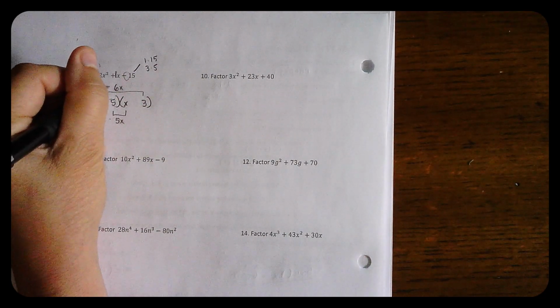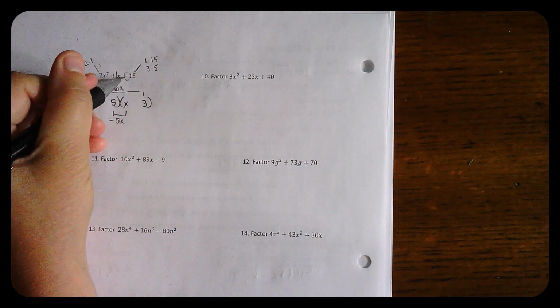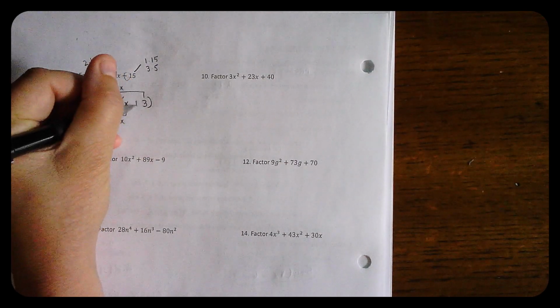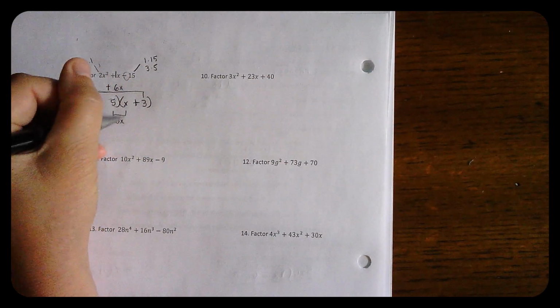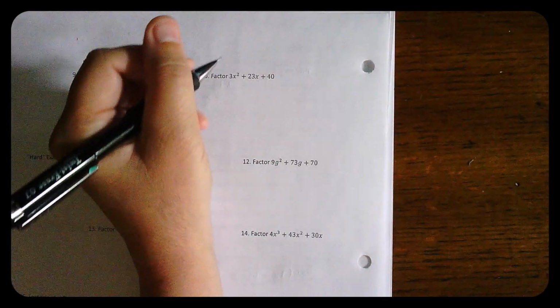So 6x needs to be positive, 5x needs to be negative. Remember, the signs are going to be different if that's a minus. So we're going to follow these arrows, and that would be plus, and that would be minus, and it's factored. Okay, let's keep going. Let's try another one.